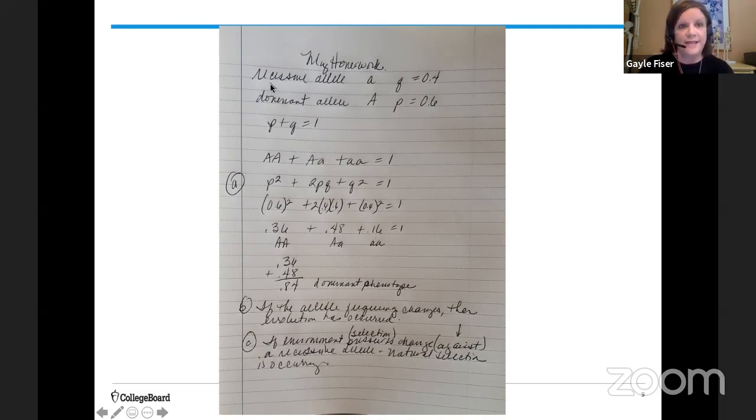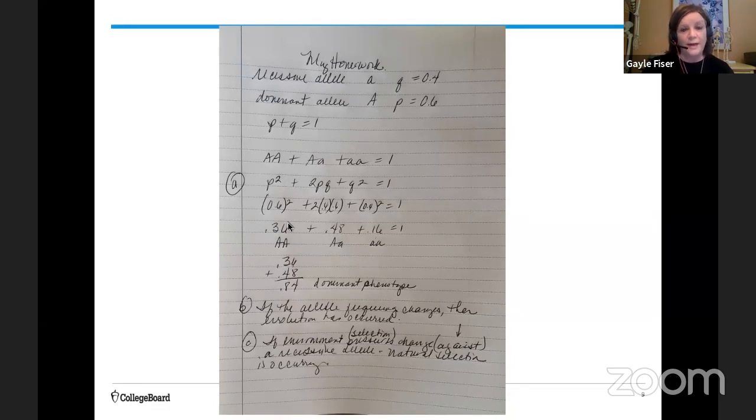So the text told me that the recessive allele, the little a, is my q, which is 0.4, and then my dominant allele is big A, and my p was 0.6. I know my equations, p plus q equals 1, and then I also know that p squared plus 2pq plus q squared equals 1. So if I just substitute in those values, for p squared I have 0.6 squared, plus 2 times 0.4 times 0.6 for my 2pq, and then plus 0.4 squared for my q squared.